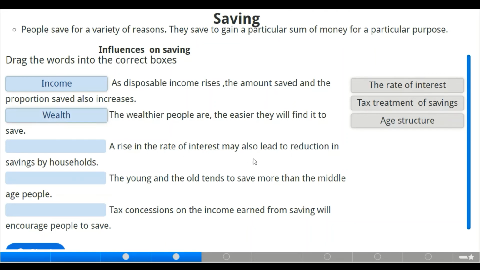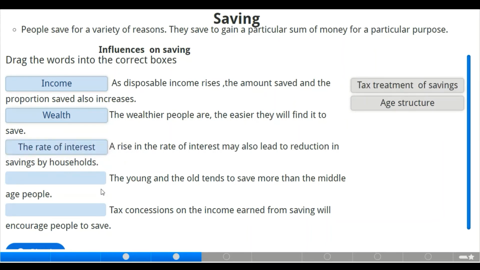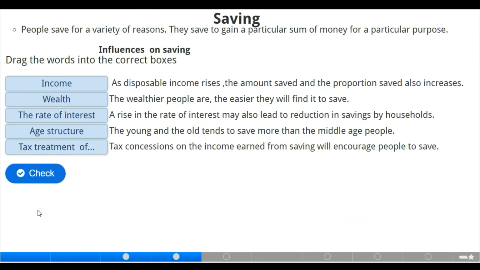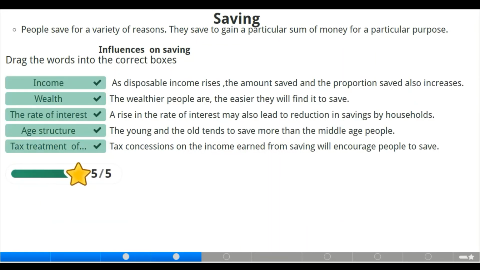Of course, if there is an increase in rate of interest, it will lead to reduction in saving. Now we have the rate of interest here. Now here we have the young and the old. Of course, we have age structure here. And the last one, we have the tax contribution, that is the reduction in the tax by government. If there is a reduction in the tax, of course, the saving rate will increase. Of course, that's correct. Yes, that's it.